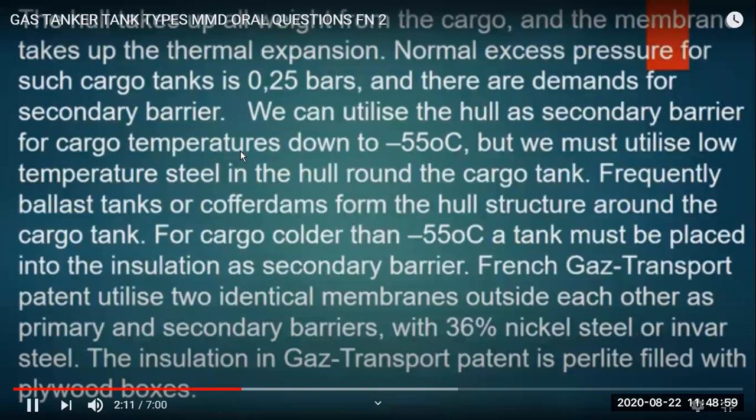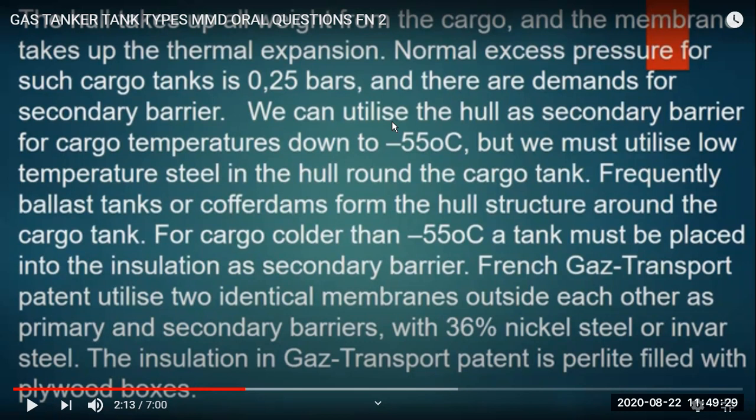So the hull, you can see that the membrane tank takes up all the thermal expansion because of the strong hull, it is strong metal, and whatever extra pressure is there in the tank, more than 0.25 bars, then that's why we need a secondary barrier.